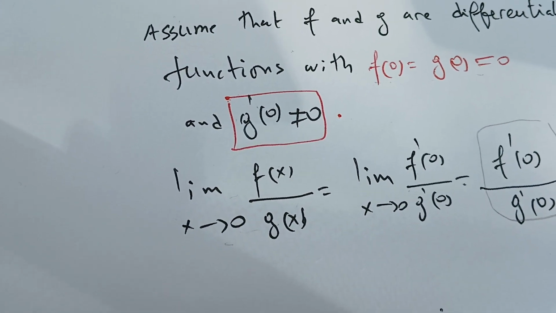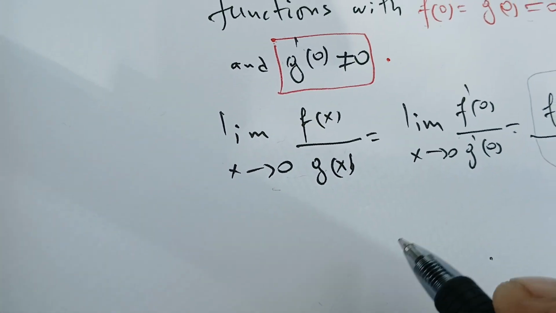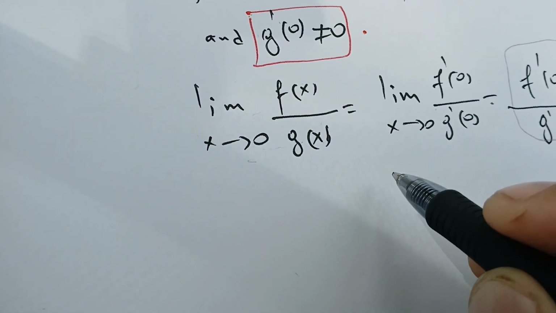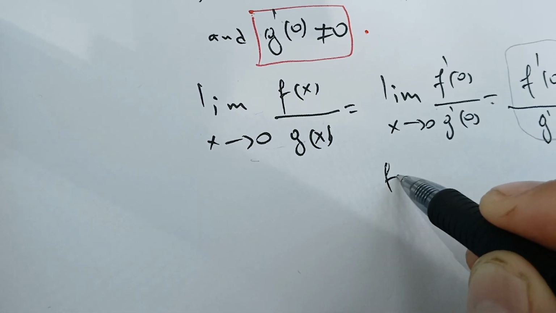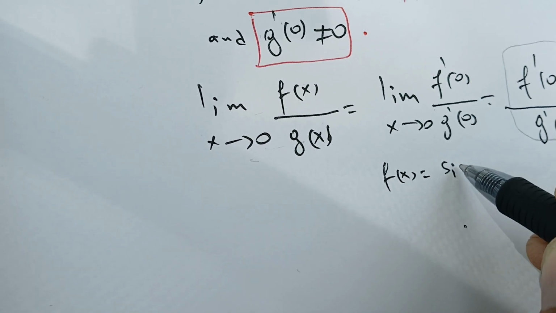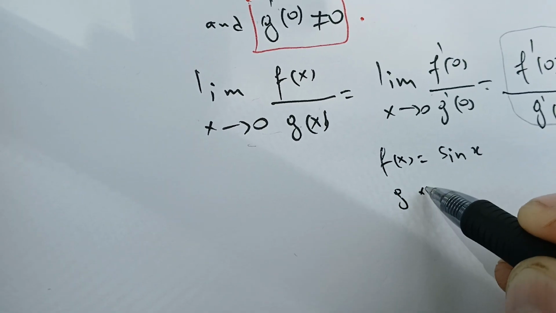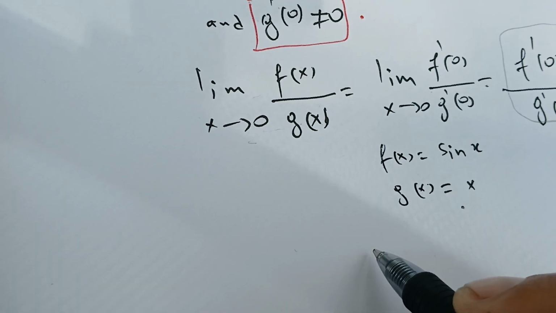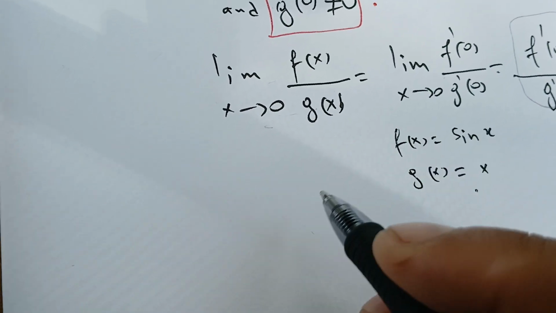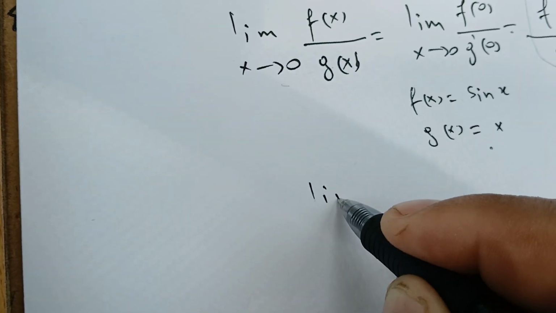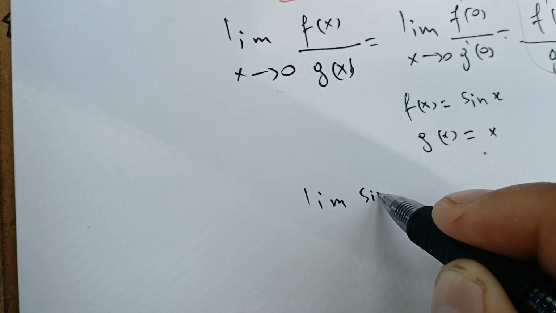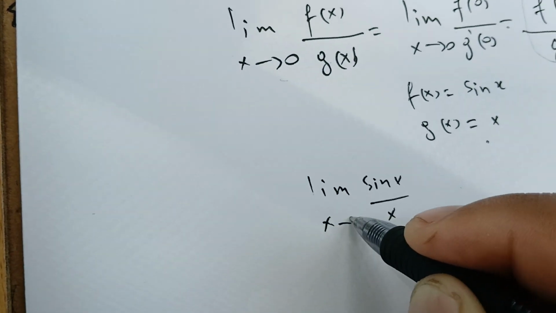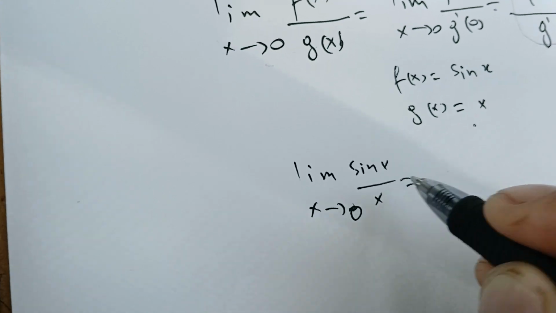One of the examples that we can start with is assuming that we take f of x is sine of x and g of x is x. Here we know that the limit of sine of x over x as x goes to 0 is 1. We're going to see why.